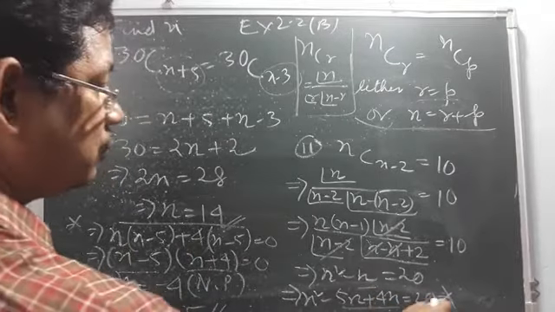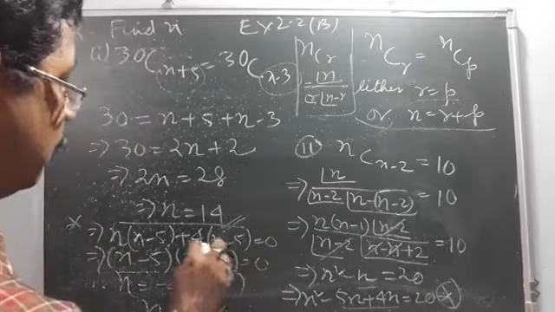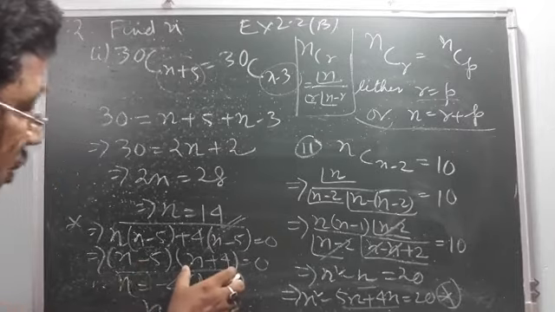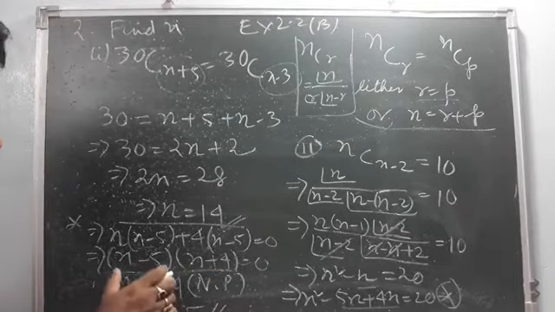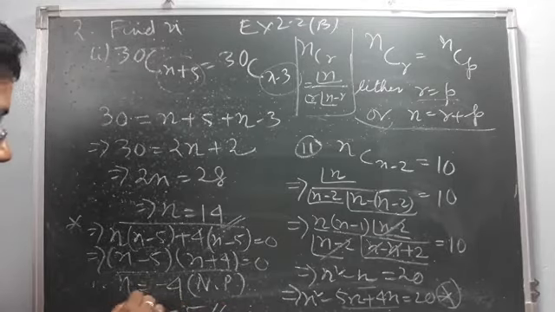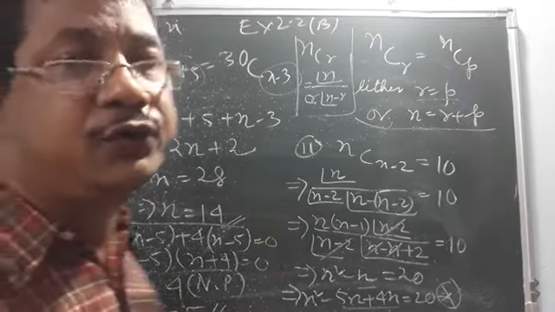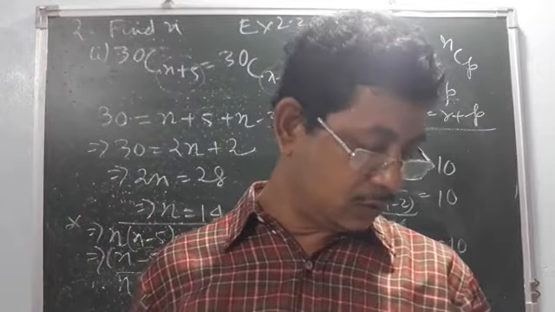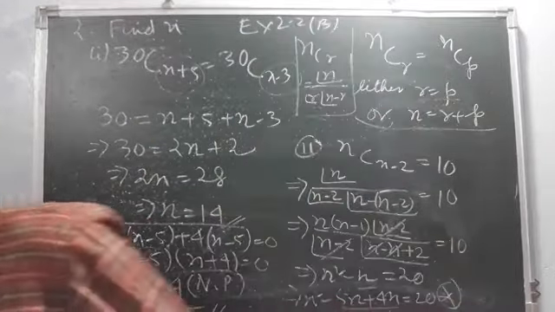From these two we have taken 4 common, so we get this and then that one. This term will give n as minus 4, this term will give n as 5. Minus 4 we cannot take, n is always a positive term. So that is our question number 2, Roman 2. Now our question number 3.